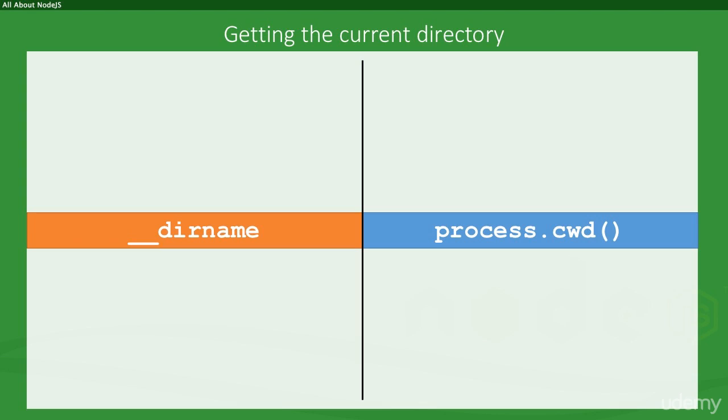To get the current working directory, Node actually provides us with two methods: the __dirname property and the process.cwd method. CWD here stands for current working directory. Both these seem to do the same thing, but they work a bit differently. Let me illustrate that with a small example.